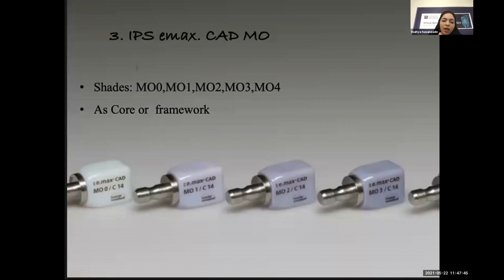The other block from IPS e.max CAD is IPS e.max CAD MO, medium opacity. These blocks are designed for core or framework, and they should be layered for desirable aesthetic results. They are also offered in 5 different shades.